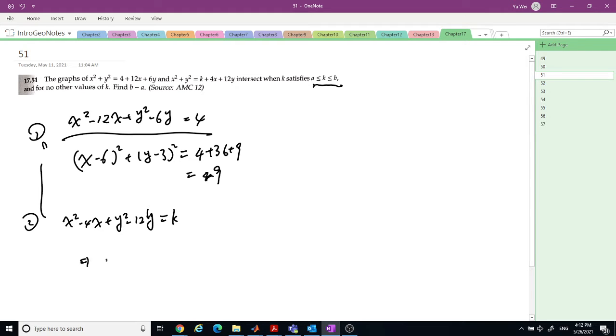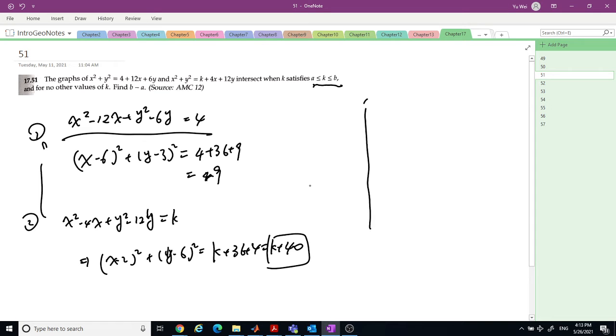Then we can write (x minus 2) squared plus (y minus 6) squared is equal to k plus 36 plus 4, which is k plus 40. Okay, now let's draw the centers on the picture.